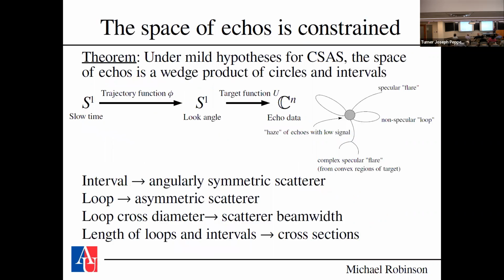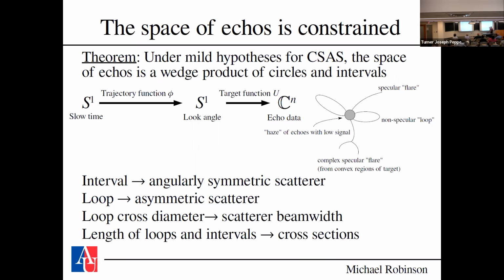Okay. Now, one of the interesting things that comes out of this is, again, if I'm saying we're in circular synthetic aperture sonar, the reason why I'm saying that is because it limits the dimension of the topology. The spaces are lower dimensional. They're all one-dimensional manifolds. And so I can actually prove some things about it.